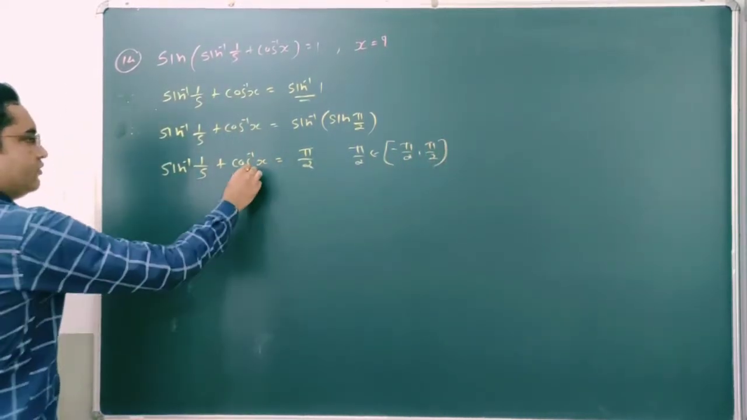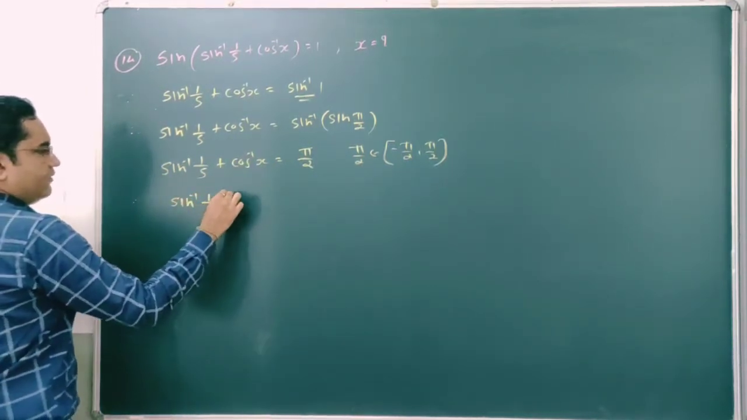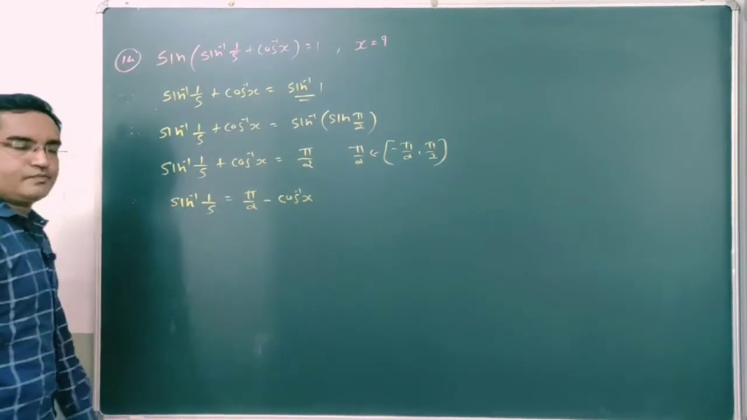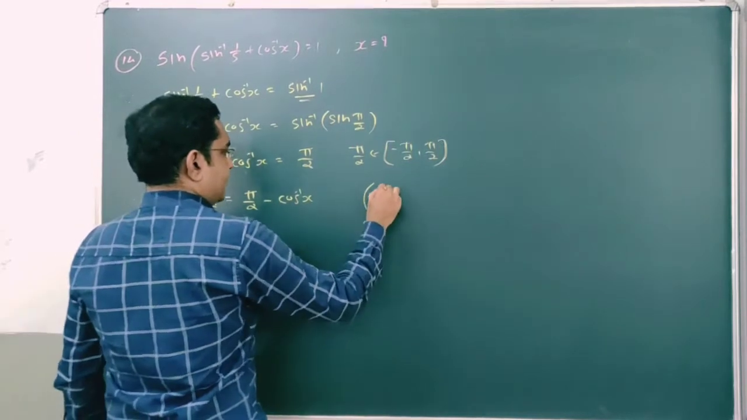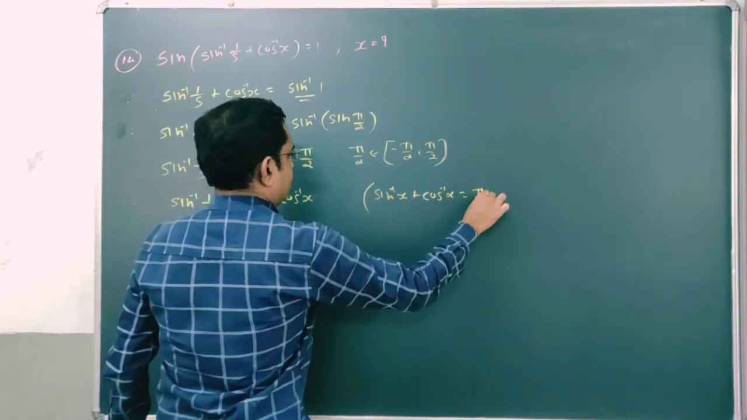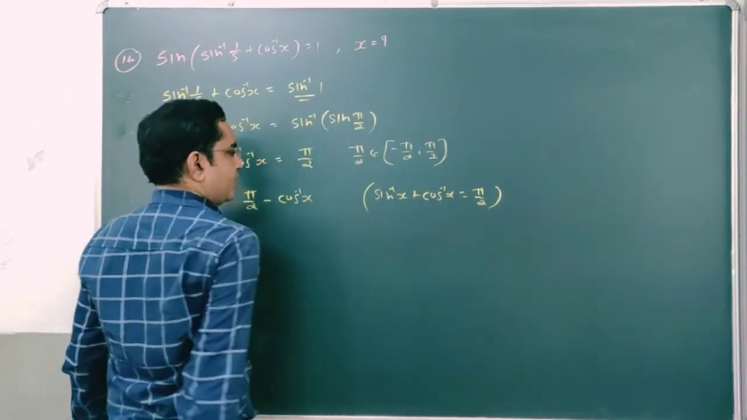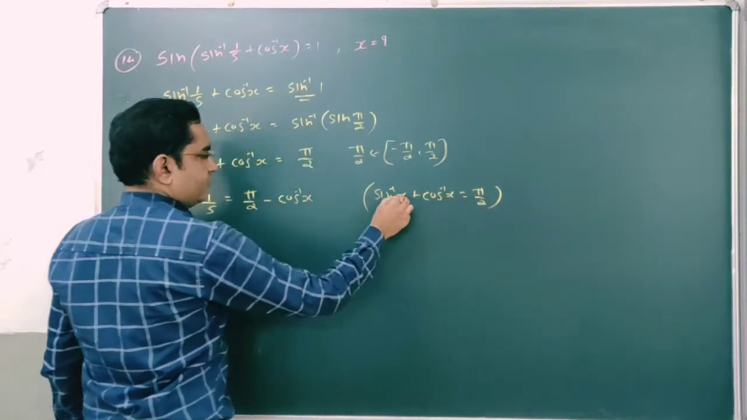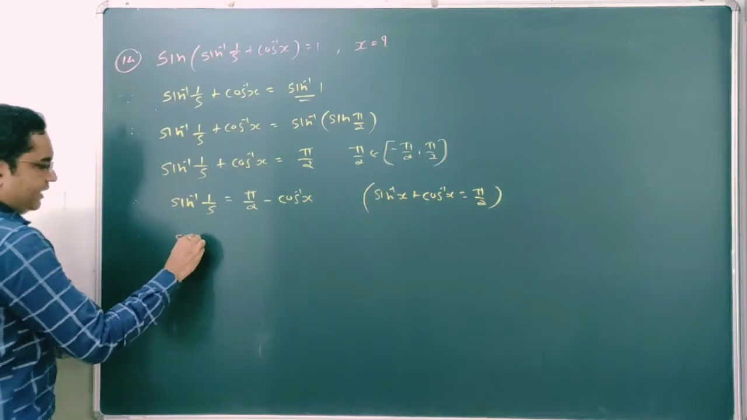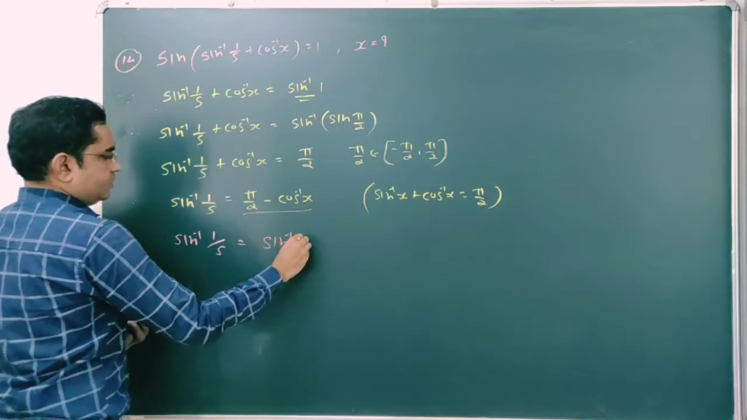Now taking this cos inverse x on the right hand side, we have sine inverse 1 by 5 equal to pi by 2 minus cos inverse x. We have one more formula, that is sine inverse x plus cos inverse x equal to pi by 2, and therefore pi by 2 minus cos inverse x is nothing but sine inverse x. So here we can say sine inverse 1 by 5 is equal to sine inverse x.